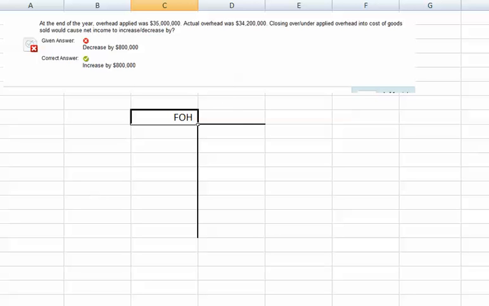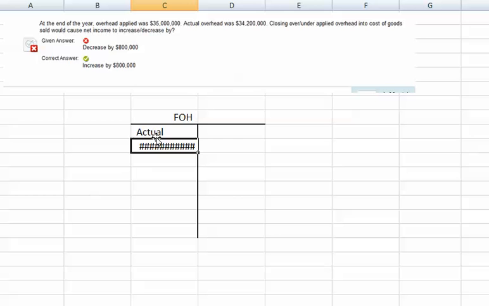As we actually incur our overhead, we're going to be debiting the factory overhead for what was actually incurred, and of course we credit the liability or cash as we pay it. So on the debit side, this is going to be the actual amount that is recorded there. And in this illustration it says at the end of the year overhead applied was $35,000. Actual overhead was $34,200,000. So we'll put that in there, $34,200,000.